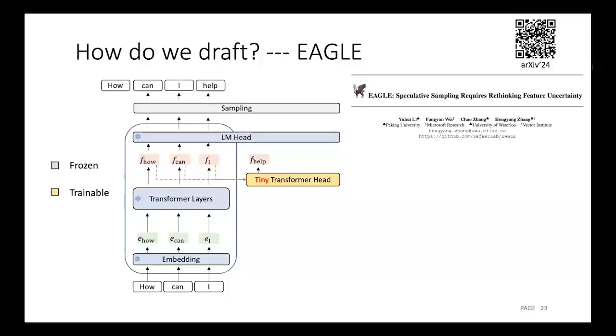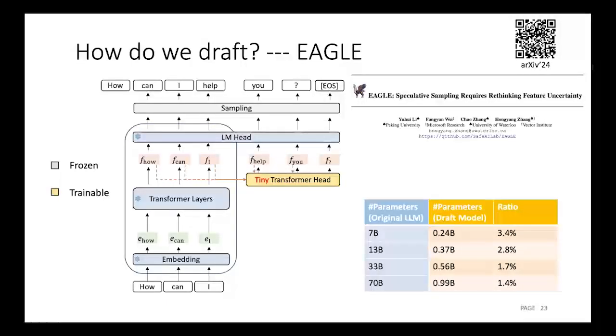With the predicted feature, you can input it into the frozen language model head and get the output distribution. After sampling, you get the next token. As of the next step, you have this new feature as well as the previous features. You input all these feature vectors into the tiny transformer head and predict the next feature, input it into the LM head, and after sampling you get the next token. You do this again and again until finally you get the end token, and that's where you complete the whole sentence. That is how you do the draft.